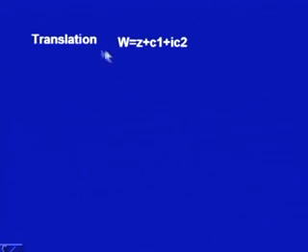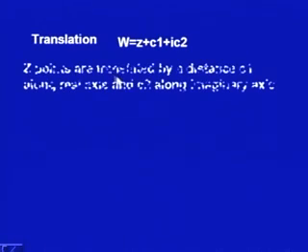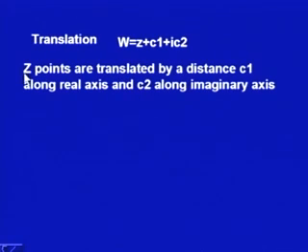Now, we discuss translation under the mapping w = z + c1 + ic2. If I add a constant, this time a complex constant, then translation of points will take place. So let us say that the z points are translated by distance c1 along the real axis and c2 along the imaginary axis.